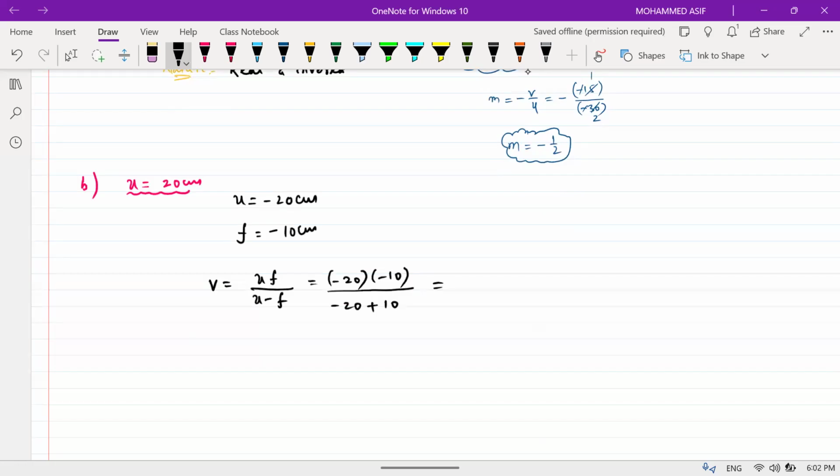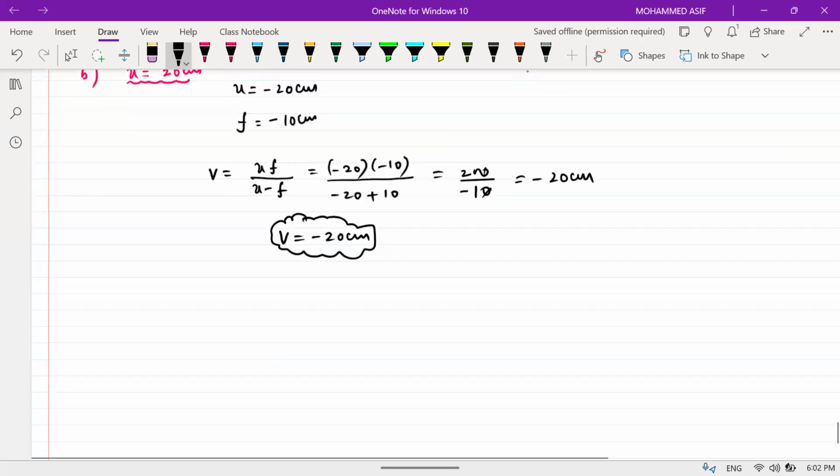So this will be 200 divided by -20 plus 10, which is minus 10. So that will be equal to -20 centimeter. So that is your image. V came as -20 centimeter, that is your image.